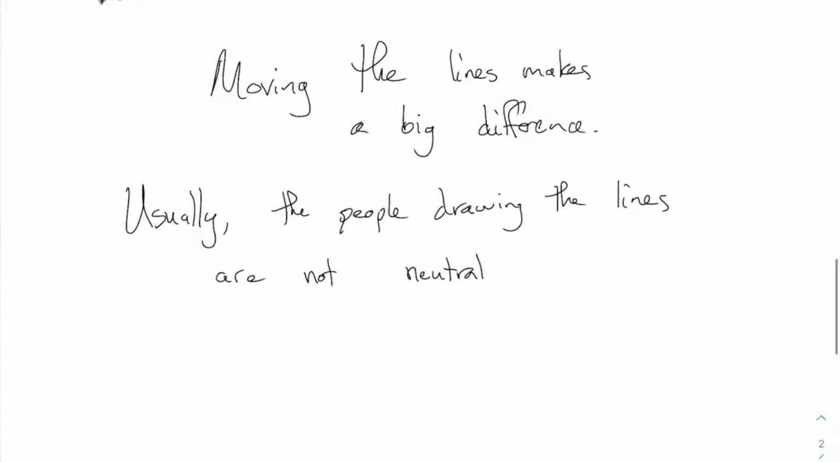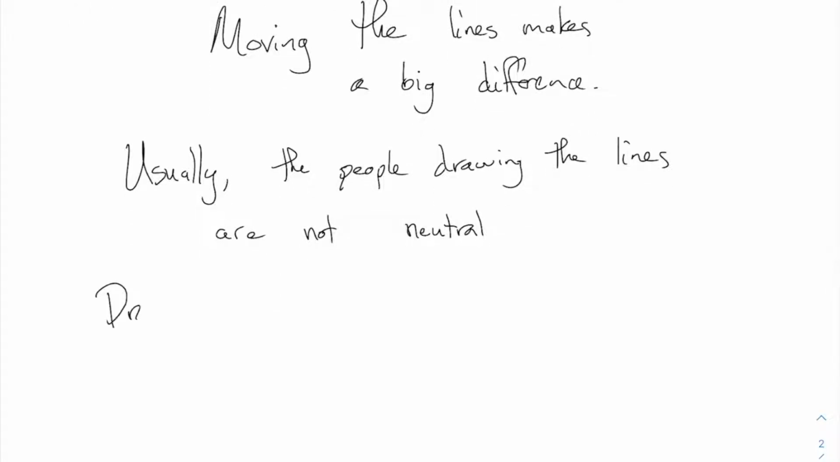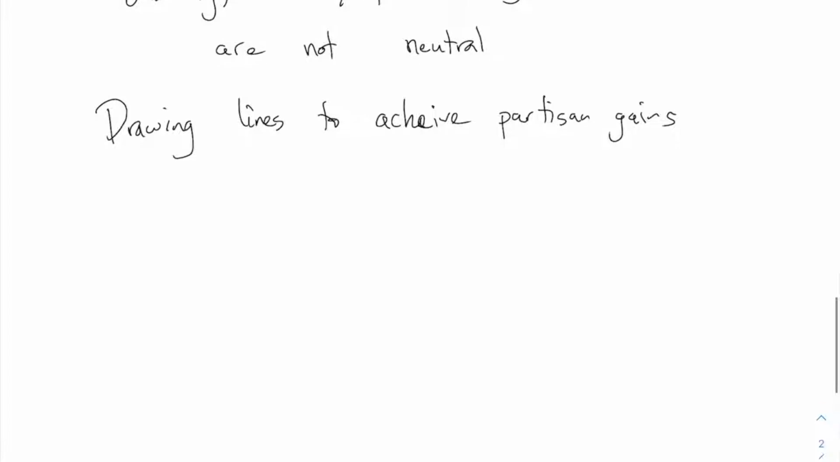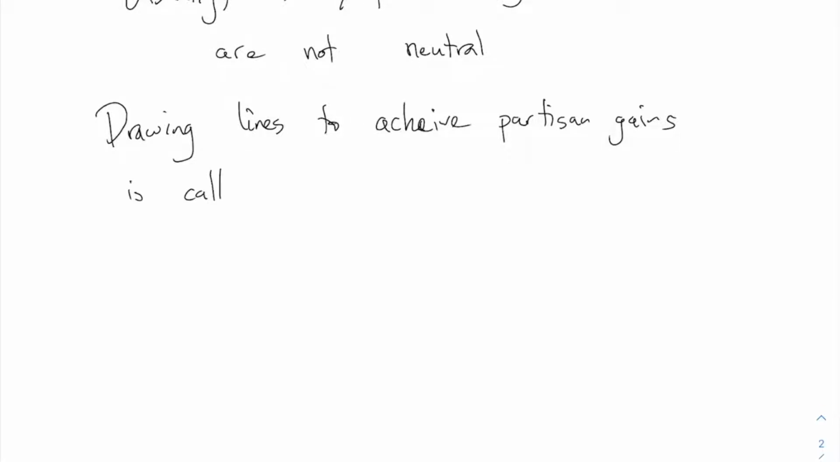The practice of drawing lines to achieve some kind of partisan gains, this is what we call gerrymandering. Right? It's when the people in charge draw the lines in a way which makes it easier for them to win in the future. All right?